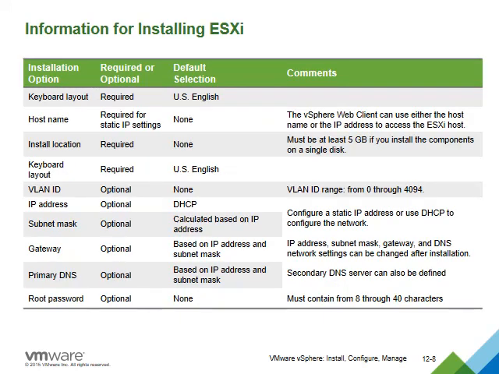In this slide, we'll see the basic information for installing the ESXi host. Basically, we'll see the defaults when you go to install it, whether required or optional. And over here, you've got your comments. Right here, the vSphere client can be used either with the host name or the IP address of the ESXi host. It must be at least 5 gigabytes if you install components on a single disk. If you take a look here, you basically just want to get the layouts of when you go to install it. These are going to be your default selections for each.